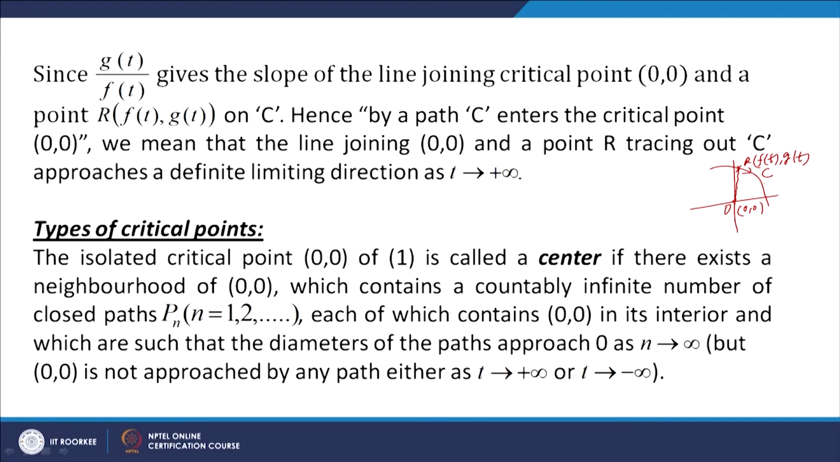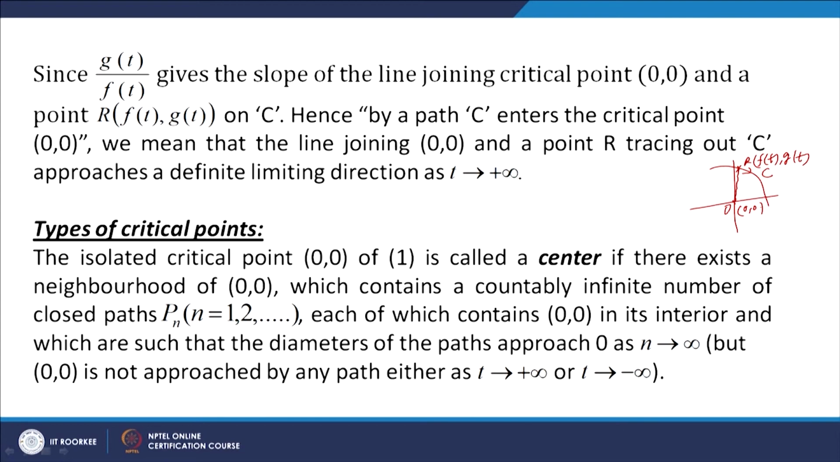So, since g(t) over f(t) gives the slope of the line joining the critical point (0,0) and a point R with coordinates (f(t), g(t)) on C, by a path C entering the critical point (0,0), we mean that the line joining (0,0) and a point R tracing out C approaches a definite limiting direction as t goes to infinity. So, when a line joining (0,0) and a point R tracing out the curve C approaches a definite limiting direction as t goes to infinity, we shall say that the path C enters the critical point (0,0).